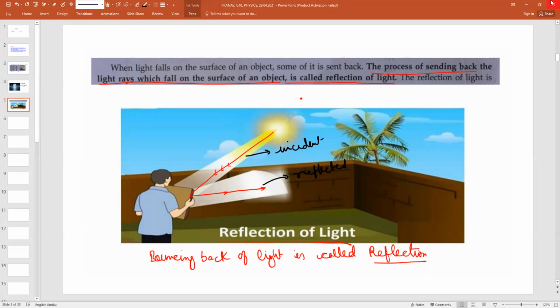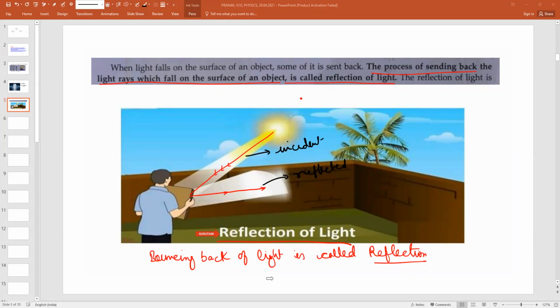Can you see something in this image? What can you see in this image? The sun is passing its ray of light to the mirror. The mirror is just reflecting it back to the opaque object. From the sun, light is falling on the mirror, right? And from the mirror, light is bouncing back towards here, right? This process is known as reflection. Reflection means just bouncing back of light.